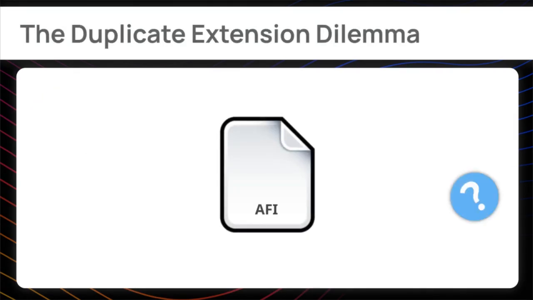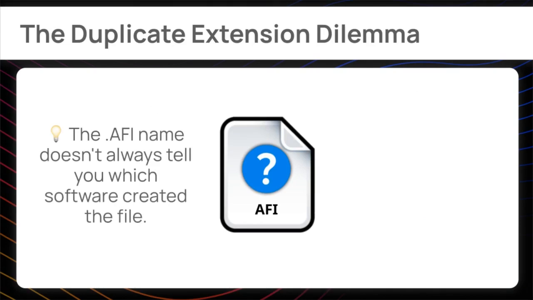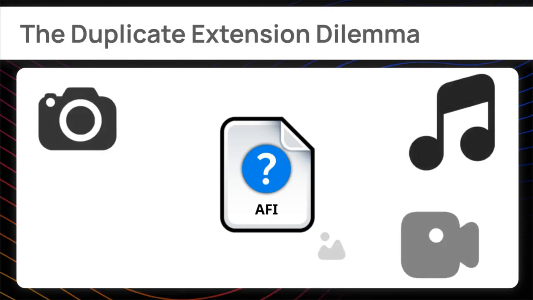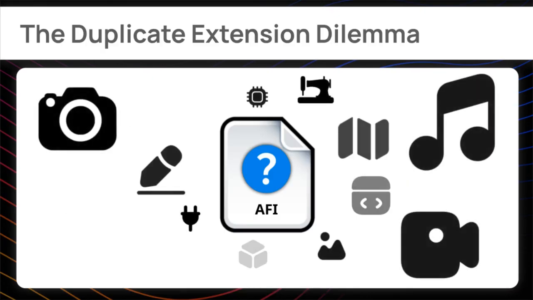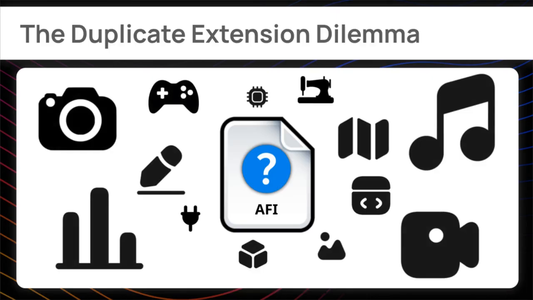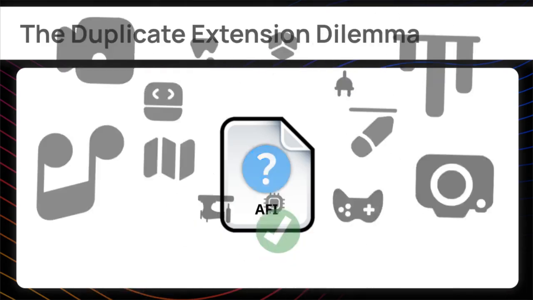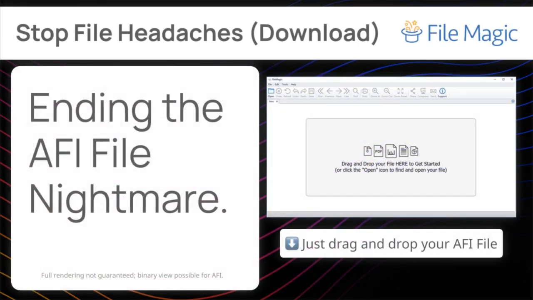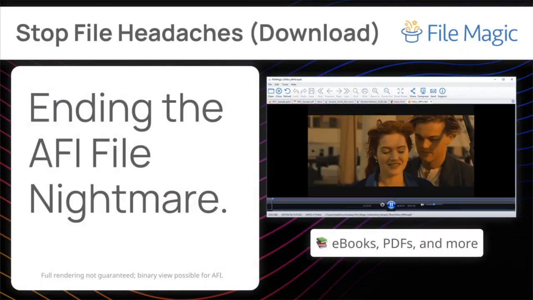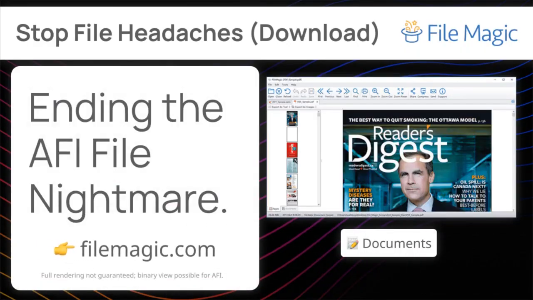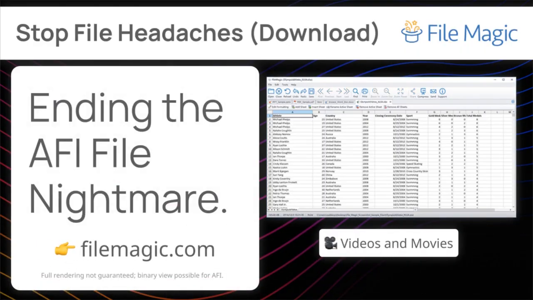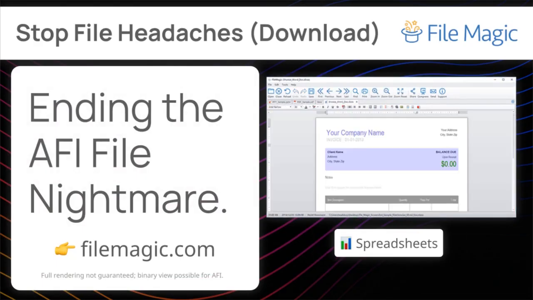The inability to open an AFI file often points to an identity crisis where the extension name doesn't match the file's true internal structure. A helpful next step is to try a utility that attempts to bypass standard file associations by using raw-level data inspection to better identify the file's likely origin. The final successful step is using a file inspection tool like FileMagick to force access to your AFI content. Get the solution at filemagick.com.